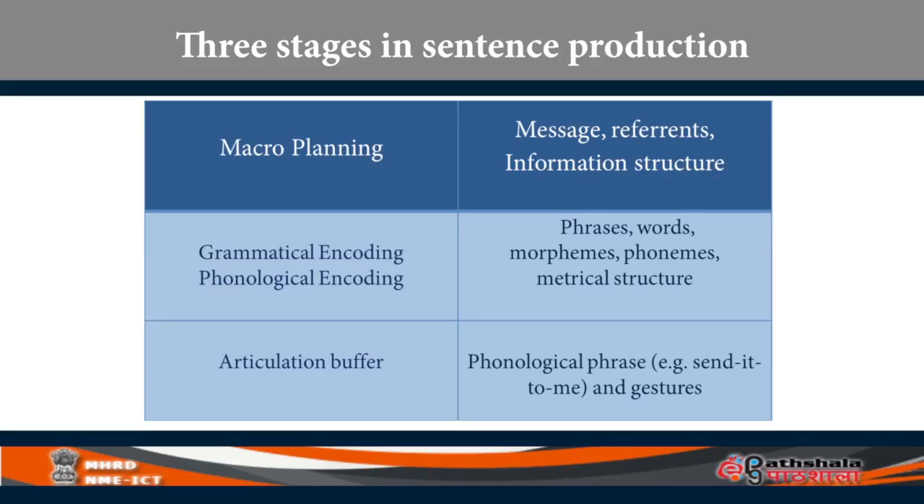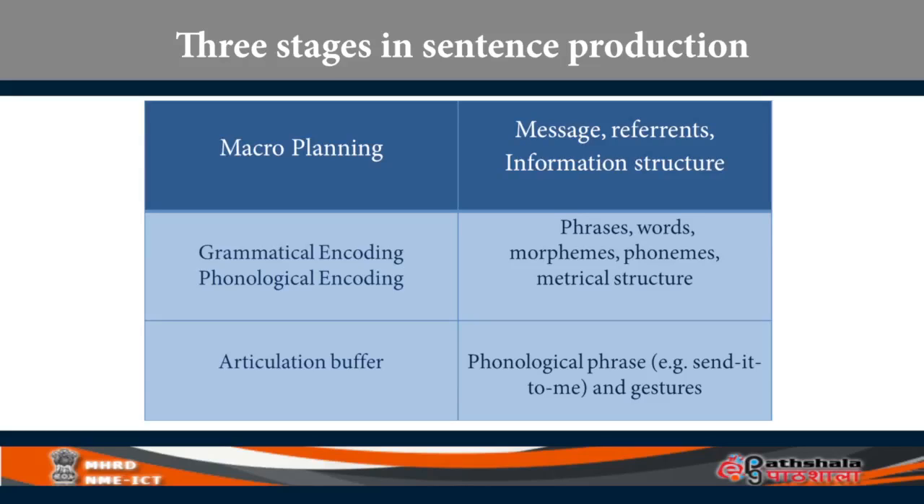I am combining grammatical and phonological coding together to emphasize the units that we deal with at the second level. Finally, once we go through the second level, we come down to the third level, which is about the articulation buffer. Here we plan the phonological phrases. What is a phonological phrase? When we say "send it to me", phonologically you do not have to break it. The individual meanings of "send it to me" are irrelevant. Phonologically it is one unit and we get the meaning together. So that happens at the lower level.